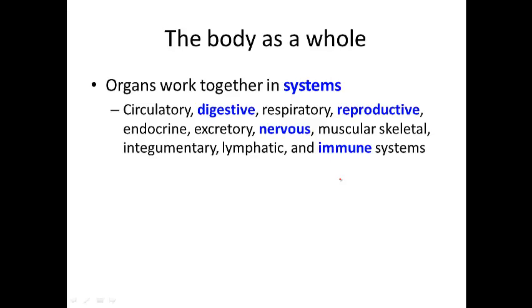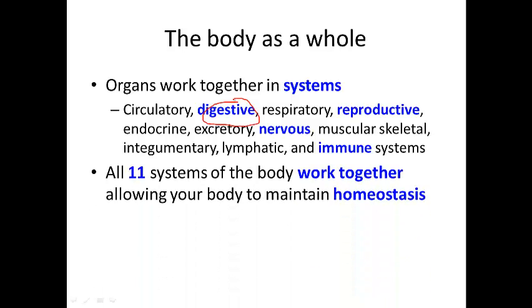Okay, but what's important is that the digestive system is not just the stomach working alone. You have to have the mouth to chew the food, then the esophagus to bring the food down into the stomach. So it's a bunch of different organs working together. These 11 systems all together are going to allow your body to maintain homeostasis.